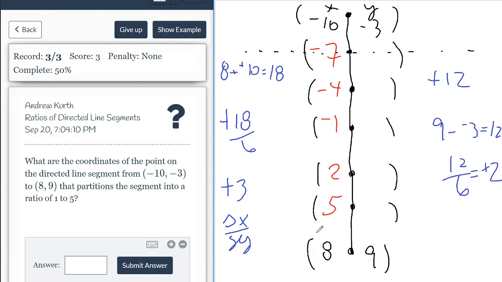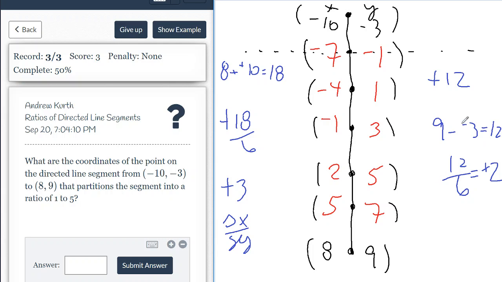Now we'll look at the y values. We're starting at y equal -3, and then we're going to add 2 in every move. So -3 plus 2 is -1. -1 plus 2 is 1. Plus 2 is 3, 5, 7, and then plus 2 more is 9.